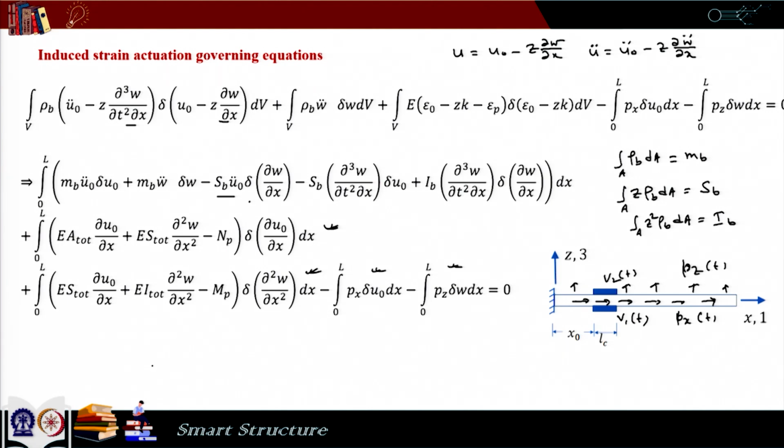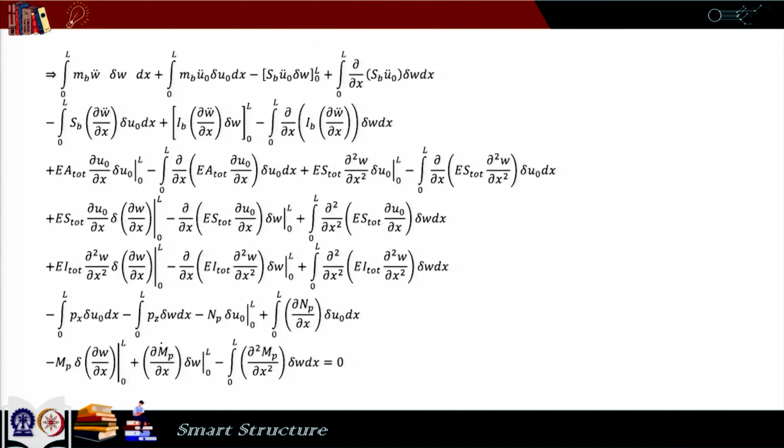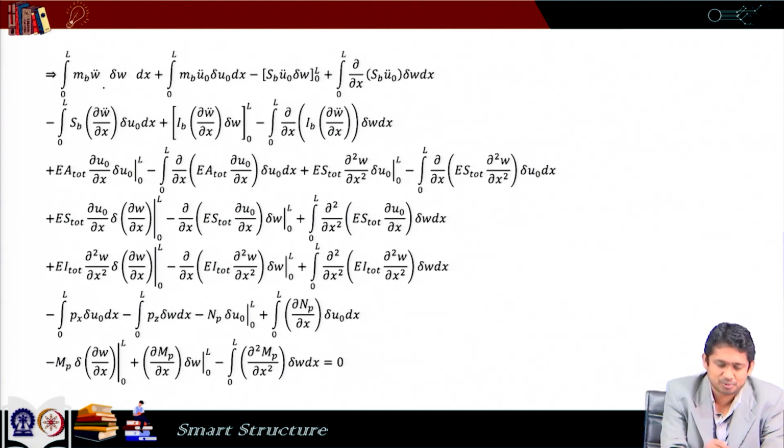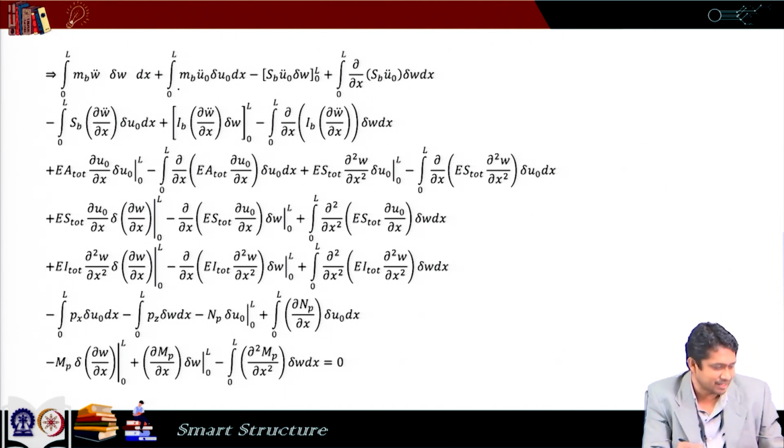After that, our job is to do integration by parts. Now, in this term we do not have any spatial derivative, but here we have a spatial derivative, here we have a spatial derivative, and here we have a spatial derivative. So, we will shift some of the derivatives, and similarly here we have spatial derivatives. So, we will do some integration by parts. mb w double dot del w came as it is because there is no spatial derivative, and similarly this term also came as it is.